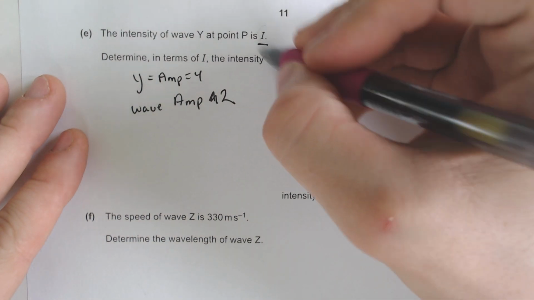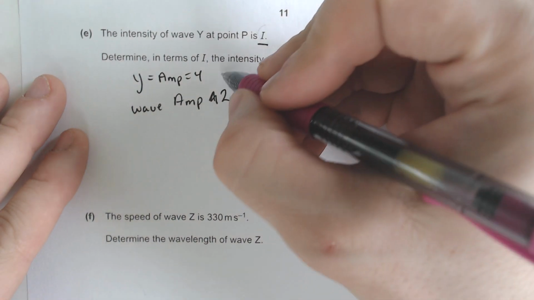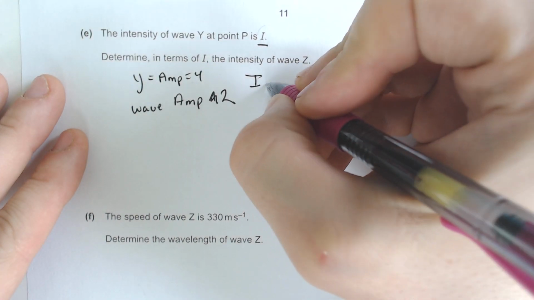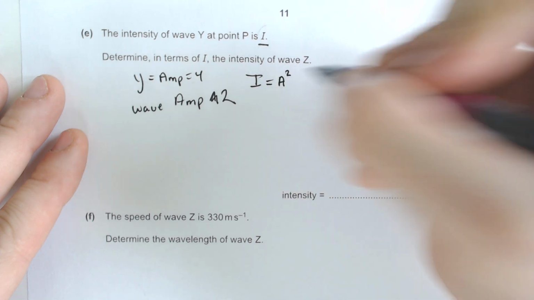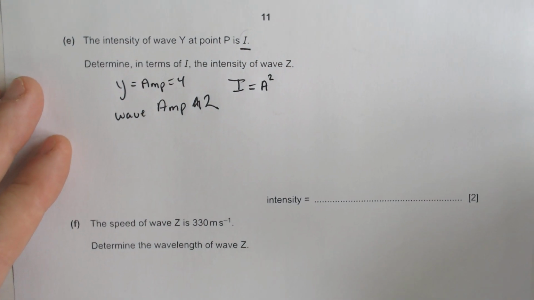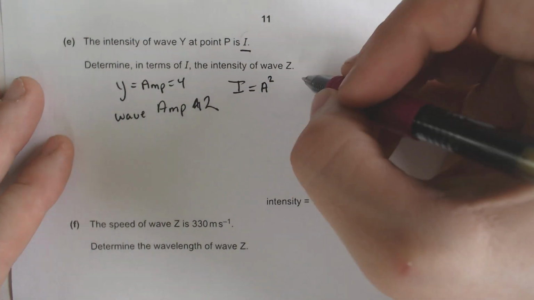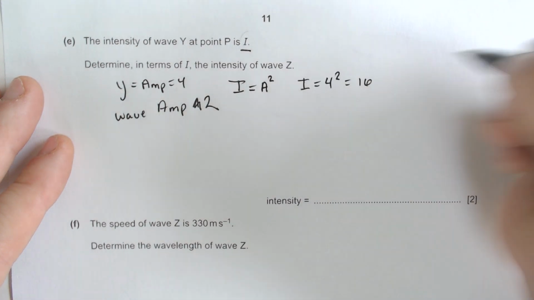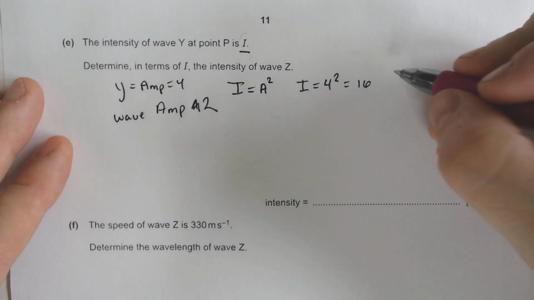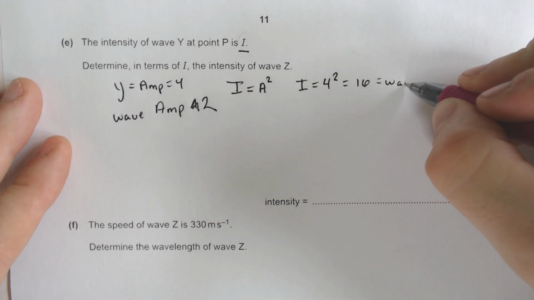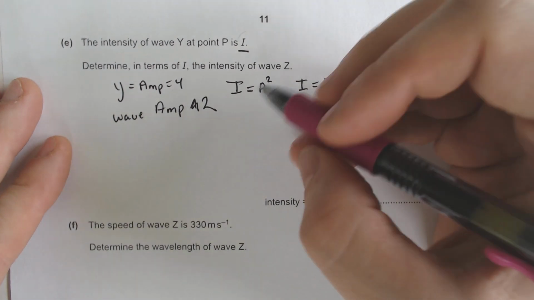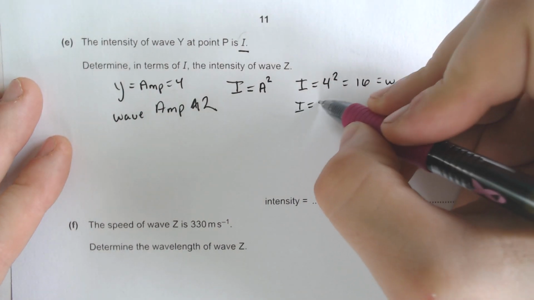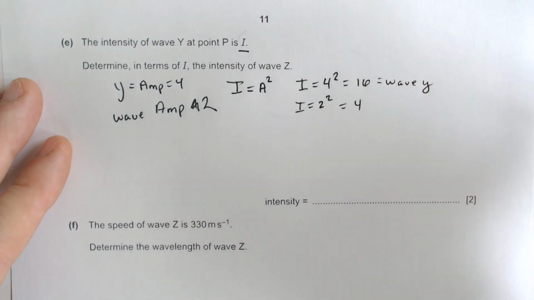Okay. Determine in terms of I the intensity of wave Z. So I is this one. Let's look at Y. Remember that amplitude and intensity have a squared relationship. Intensity is proportional to amplitude squared. So the original intensity is going to be 4 squared, which is 16. That would be wave Y. The intensity of wave Z is 2 squared, which is 4.